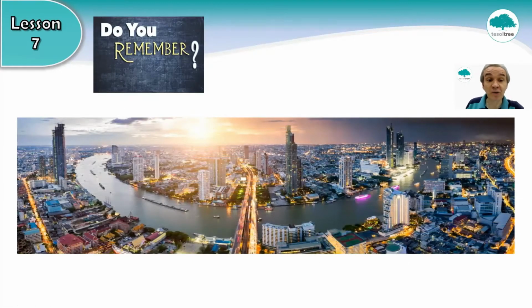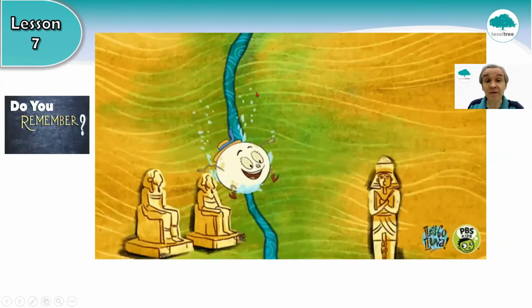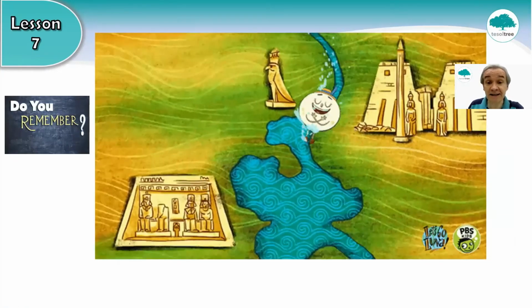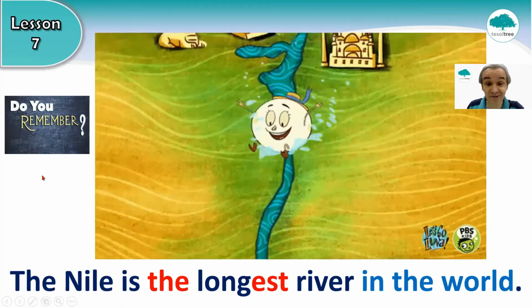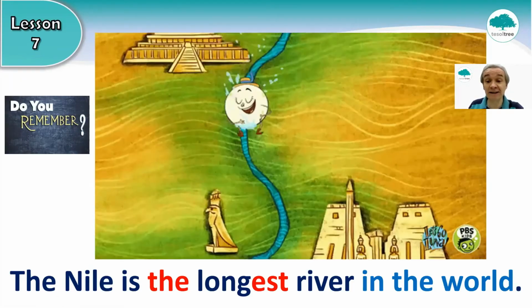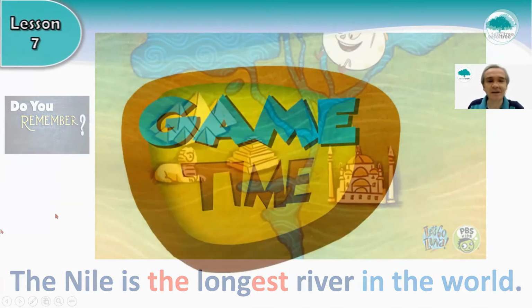Now in Bangkok, we have the Chao Phraya River. And this river is long. In the world, the longest river is the Nile. The Nile is the longest river in the world.